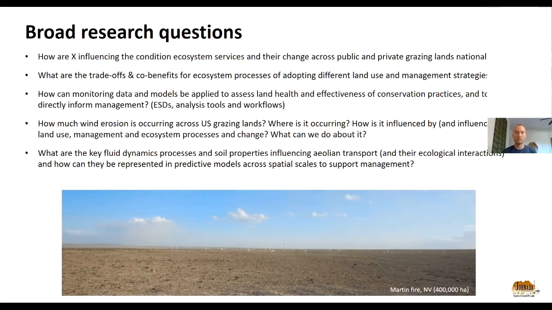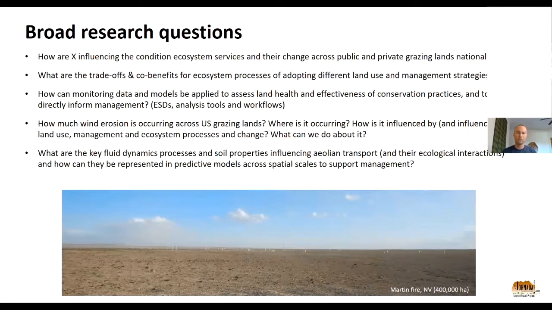A big part of this is looking at how we can incorporate monitoring data and new indicators from models into interpretive tools like ecological site descriptions and build analysis tools and workflows that link these pieces together.